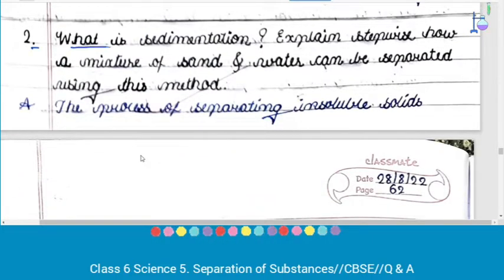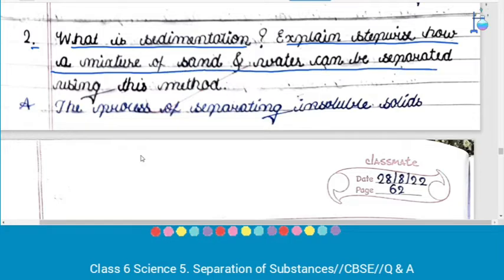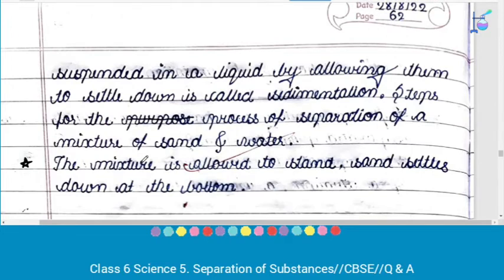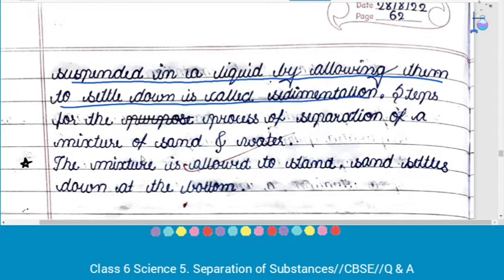Second, what is sedimentation? Explain stepwise how a mixture of sand and water can be separated using this method. Answer, the process of separating insoluble solids suspended in a liquid by allowing them to settle down is called sedimentation.